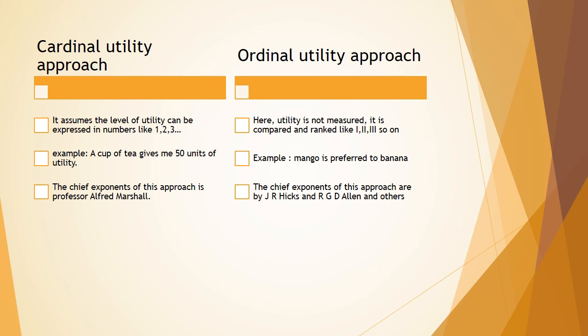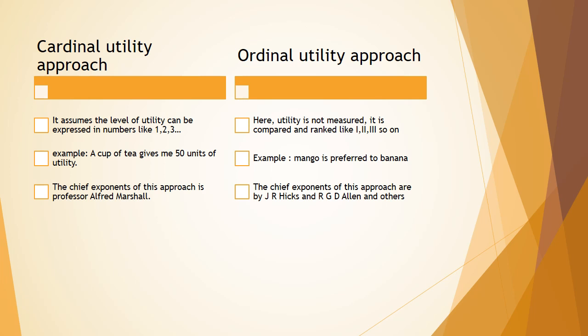Let us take a few examples. A cup of tea gives me 50 units of satisfaction. An apple gives me 40 units of satisfaction. The t-shirt gives me 10 units of utility. Riding a bike or driving a car gives me 100 units of utility. This approach was given by Professor Alfred Marshall.